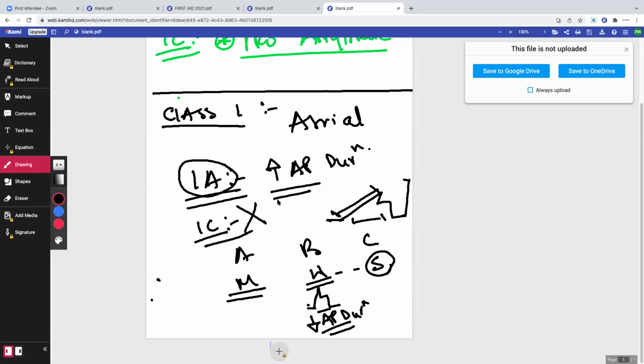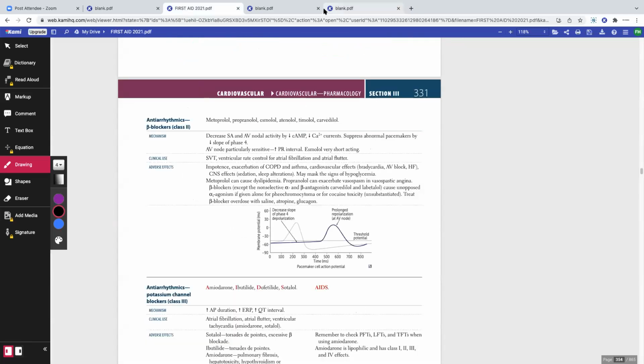Okay. Now, next one is, if you block the sodium channels weakly, can it increase the action potential duration, or will it decrease the action potential duration? Fast answers, please. It will decrease the action potential duration. Okay. Next one is, if you moderately block the sodium channel, will it increase the action potential duration or decrease the duration? Very good. Increase. Okay. So that's that. Now, with that being said, we are done with class 1A antiarrhythmics. Are we clear? Yes or no?